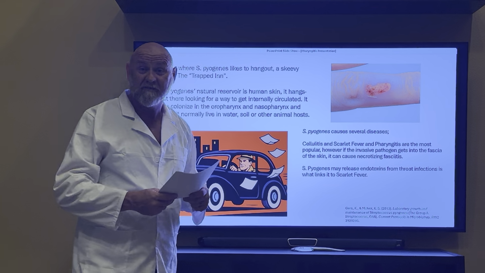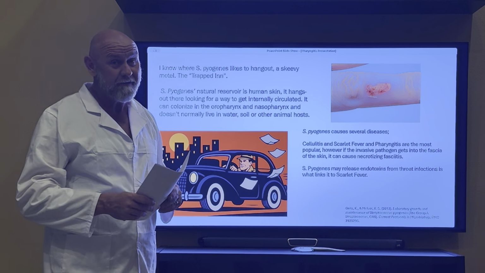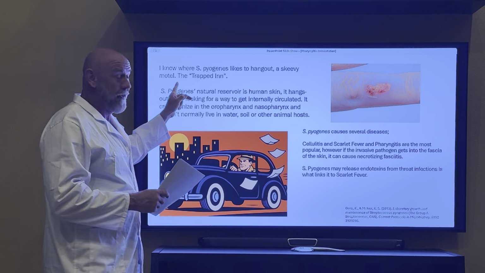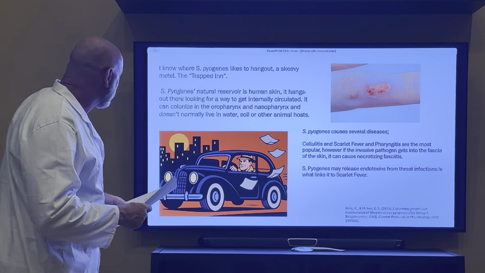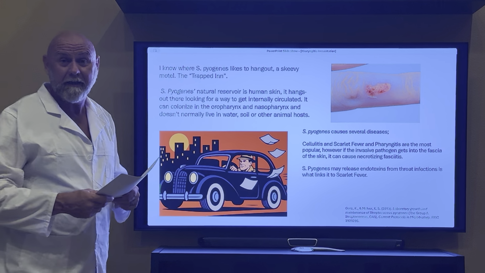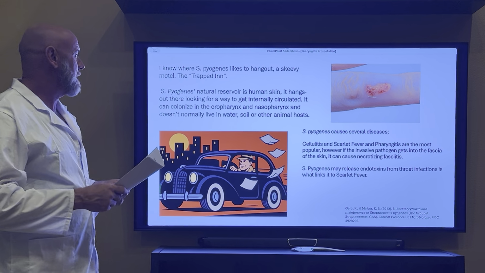Our infection detective believes he knows where he can find this seedy criminal. He likes to hang out in the skeevy hotel, The Trapped Inn. Your S. pyogenes natural reservoir is human skin. It hangs out there looking for ways to get internally circulated.